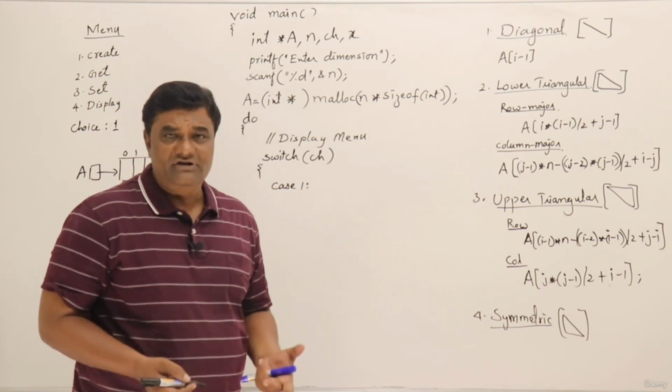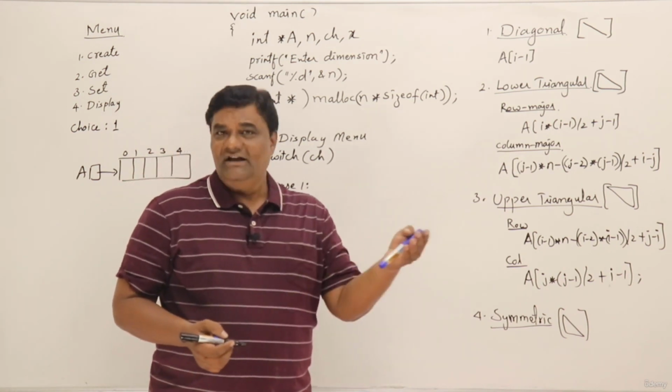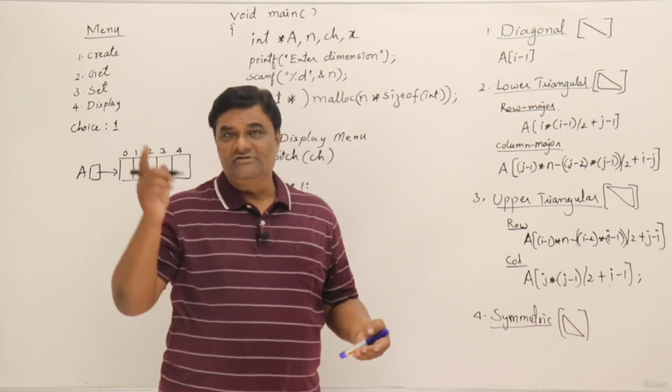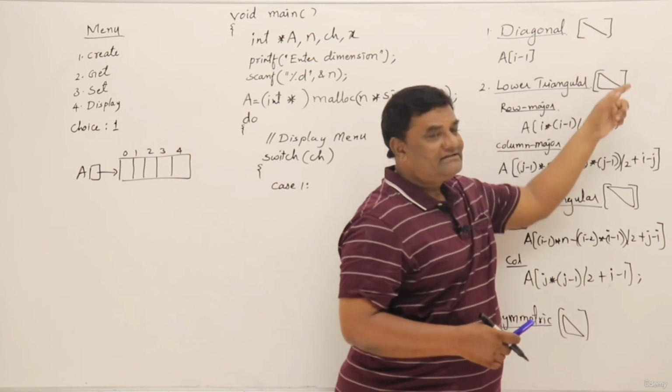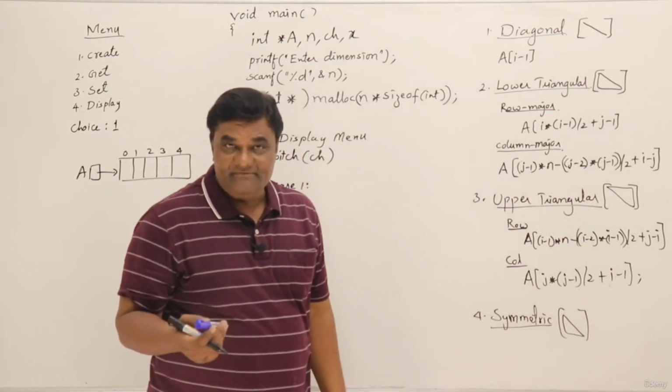We should take only non-zero elements, and it is obvious that we have to enter them row by row, meaning all the elements in a diagonal. That is the first element, the next element, the next, the next. So in the same order it should be filled.